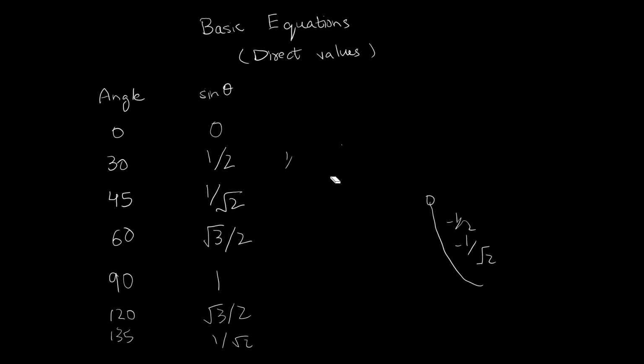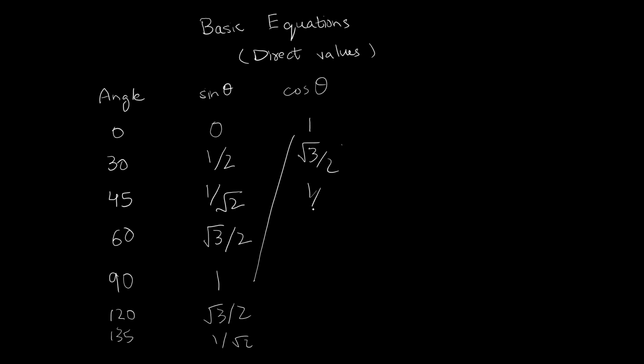The interesting part is that even cosine of theta has the same pattern. It's just that it starts from 1. So just like sine theta, the values from 90 degrees onward are the values for cos theta. So 1, then root 3 over 2, then 1 over root 2. It's decreasing: 1 over 2, then 0. Then after 0, it will again start to increase, following the same pattern.